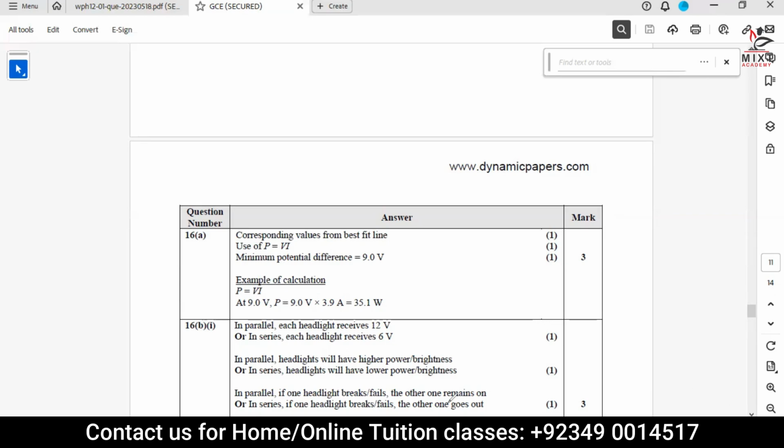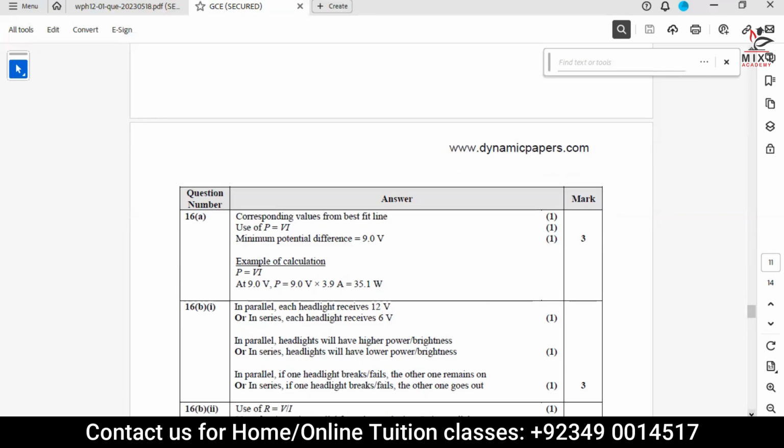Have you missed the last point, Amna? Can you read the last point? In parallel, if one headlight breaks or fails, the other one remains on, and in series, if one headlight breaks, the other one goes out. Have you understood that? Yes. Have you understood, Hafsa and Aisha?